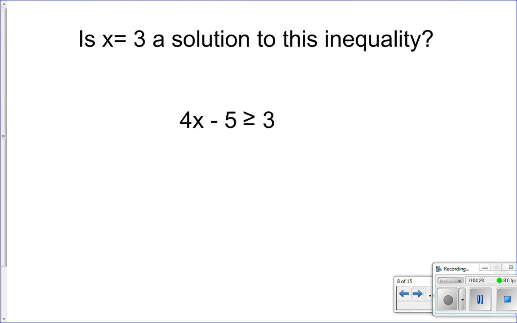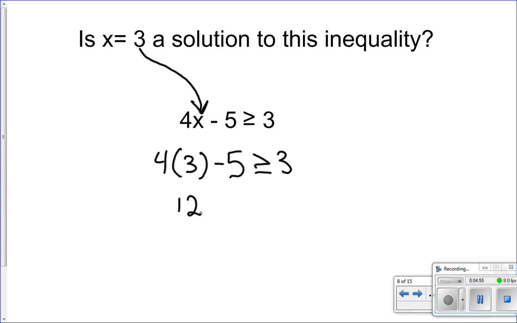Is x equals 3 a solution to this inequality? So to figure out if 3 is a solution to the inequality, what you have to do is take the 3 and plug it in for x. So if I do that, I get 4 times 3 minus 5 is greater than or equal to 3. And then simplify your inequality. 4 times 3 is 12. 12 minus 5 is 7. 7 is greater than or equal to 3. So the answer is yes, it is.